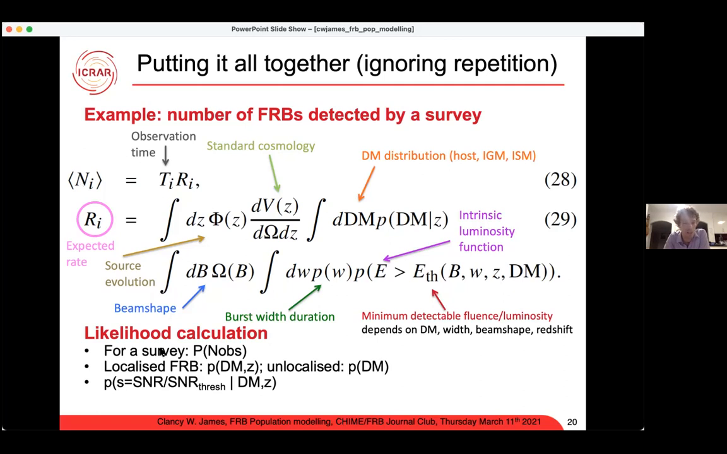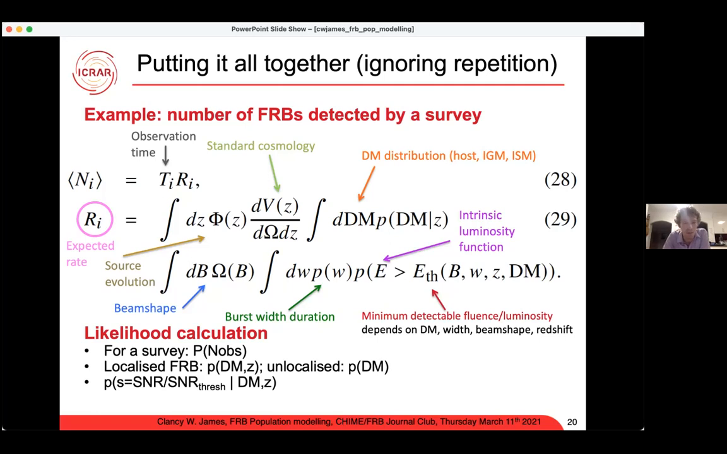And you can clearly also calculate your probability of any given DM-z by just taking out these two, the DM and redshift integrals, and measuring the integrand. And if it's unlocalized, you can integrate over redshift, but not DM, to get partial distributions. And then if you have a measured DM and potentially redshift, you can get your probability of any given signal strength, which is the ratio of your measured signal to noise ratio divided by your threshold signal to noise ratio.